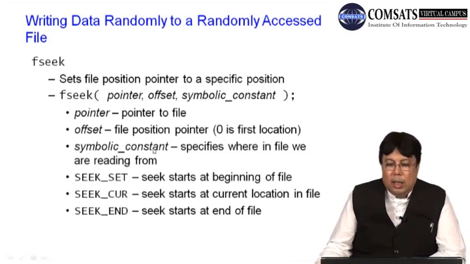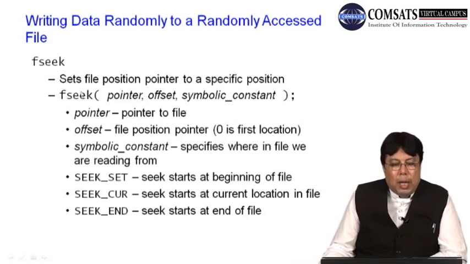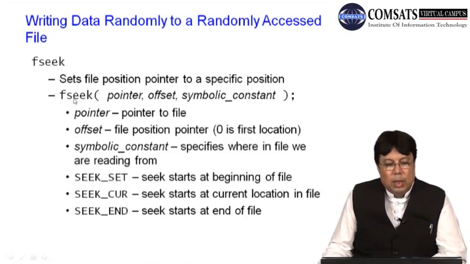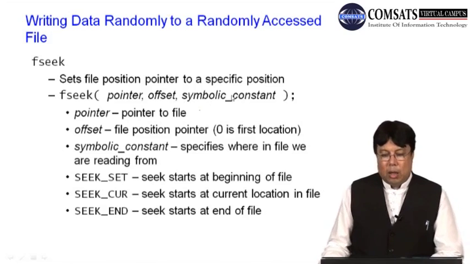Then there is this symbolic constant. This is, by the way, the prototype of the fseek function. The fseek system call takes a pointer, which means which file you are going to read, an offset, which record you are going to read or write, and a symbolic constant.